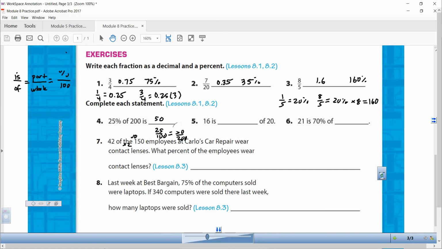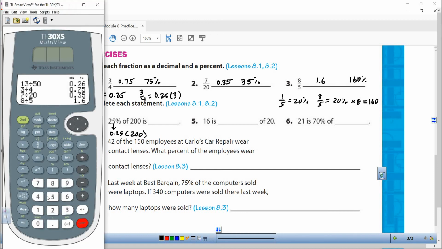There's another way we can do that. One of the great things about math is there are so many different ways to do things. If we want a percent of a number, we can change that percent to a decimal and simply multiply. So a second way would be to get our calculator and go 0.25, 25% of, when we see that word "of," we know to multiply, times 200. And when we do that, we get the answer of 50.